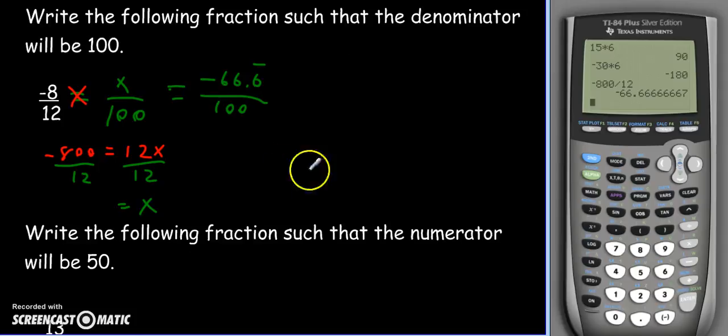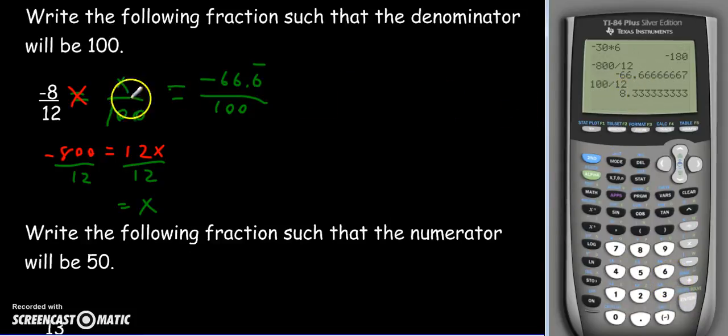We also could have decided that 100 divided by 12 is equal to 8.3, meaning that 8.3 times 12 gets to 100. So if we multiply negative 8 by 8.3, so negative 8 times 8.333333333 should be equal to negative 66.6. So we could have also gone that way.